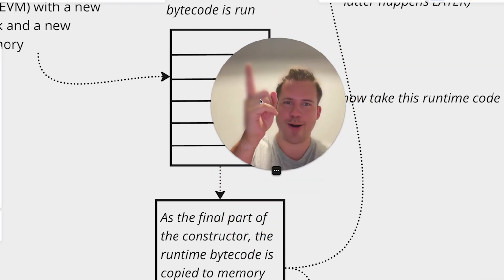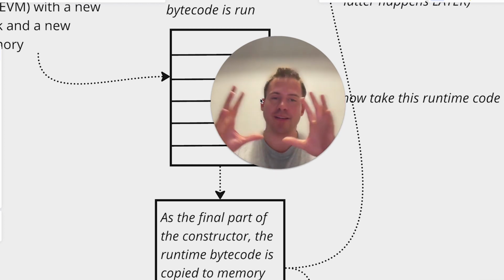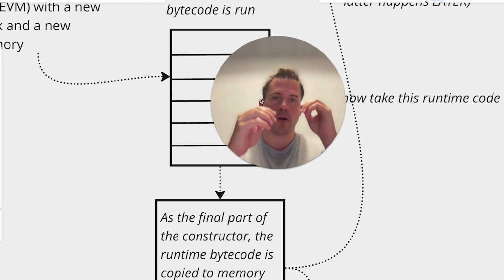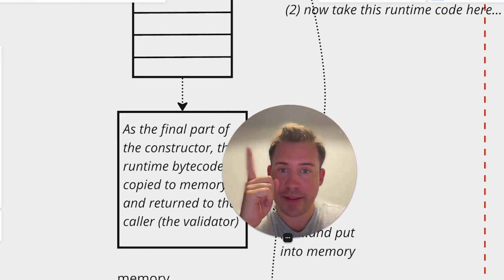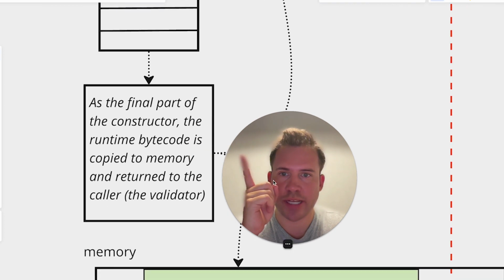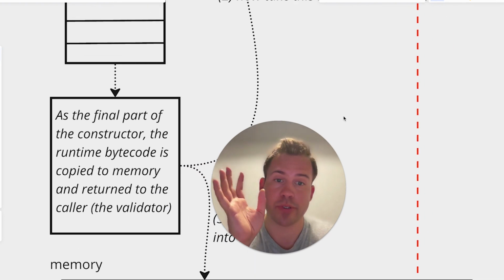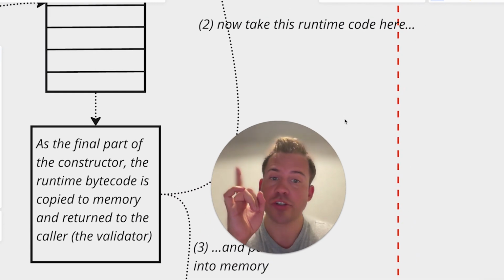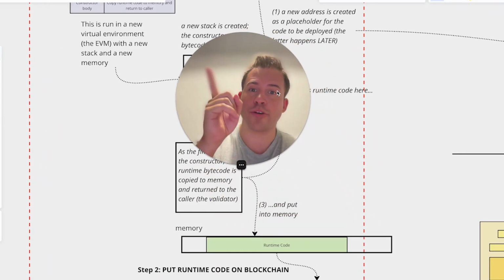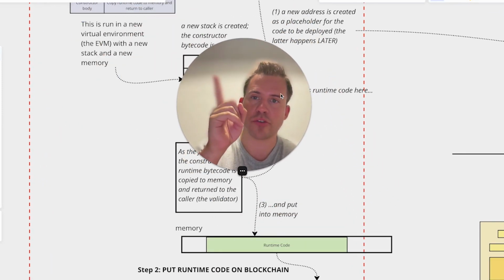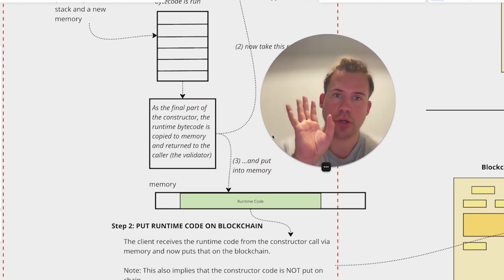The reason I'm going up and down there is because the stack is building top down and it goes up and down, depending on what variables are being put on the stack and taken off the stack and so on. Then, as I said, as the final part of the constructor, the runtime bytecode is copied to memory and returned to the caller, which is the validator, and they can then put it on chain. So it's important to realize that during this piece up here, which is the constructor body, there is no deployed bytecode for us yet.